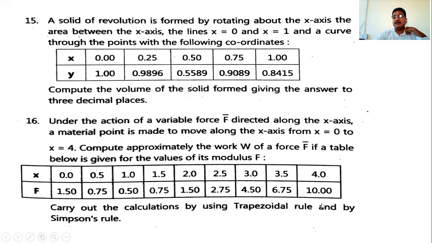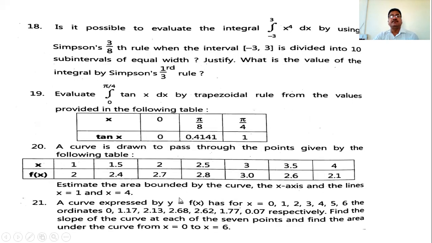Here, apply the trapezoidal rule and Simpson's rule, that is find it by both rules. So the table is given directly. These values are y0, y1, y2, y3, and write all these values and apply the trapezoidal rule. Directly write work W is equal to the integration from 0 to 4 of y dx or f dx. The next problem is on Simpson's rule. The next problem is on the trapezoidal rule.